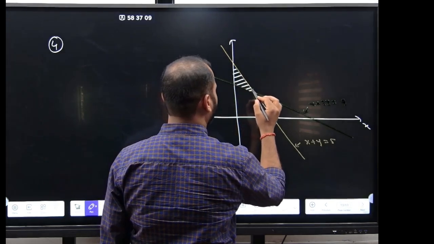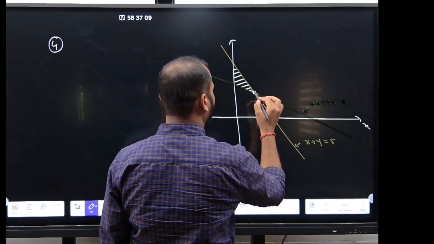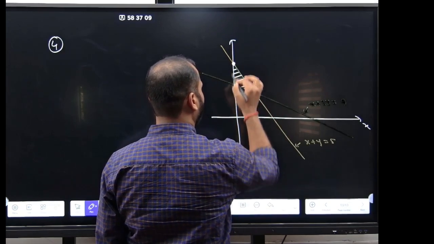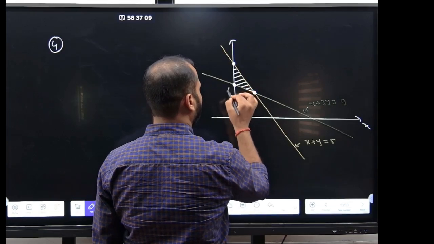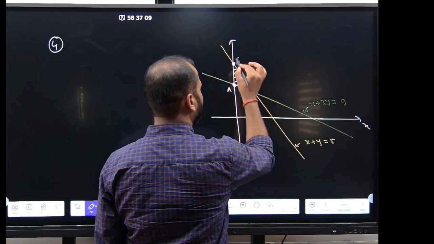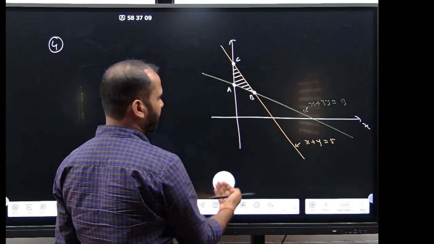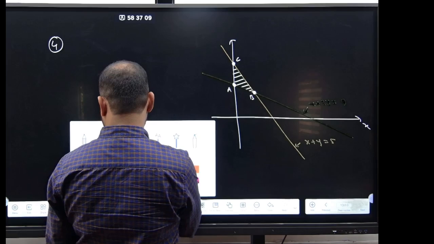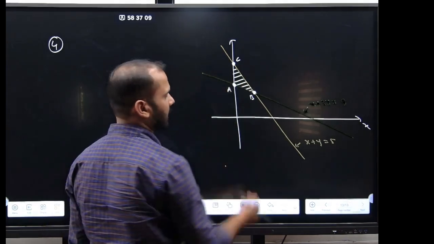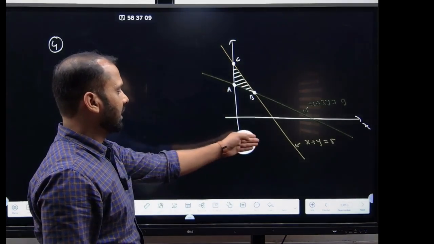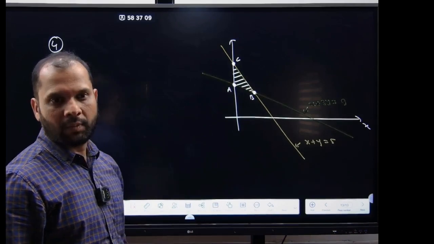Color is mentioned here, right? How many corner points you have? This is first corner point, second corner point, third corner point. Let it be, I am giving name A, B, C. Tell me the coordinate of A. So A and C is on y axis. Can I write like this? A and C points are nothing but on y axis.